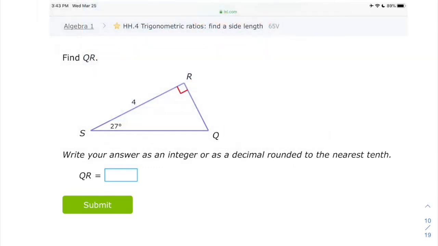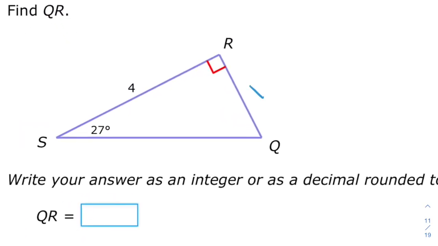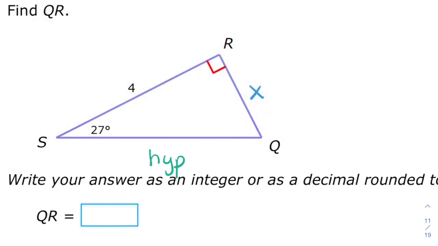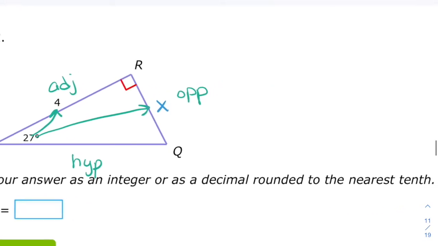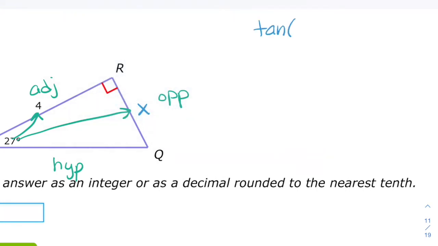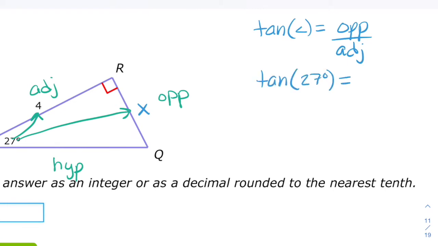So let's do tangent. We want QR, and here's the hypotenuse. It's always the hypotenuse. In this case, I'm given the opposite and the adjacent, and I was never given the hypotenuse, even as a variable. So we're going to do the tangent. The tangent of my angle is equal to the opposite over the adjacent. So the tangent of 27 degrees is equal to x over 4.